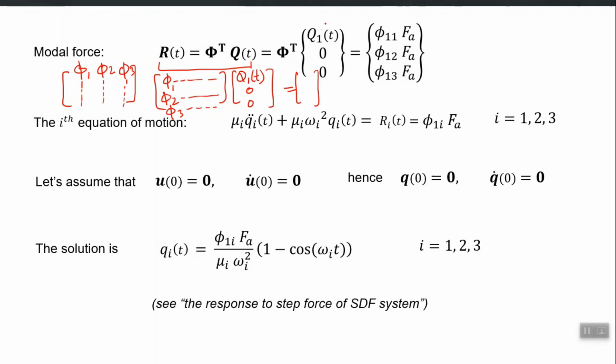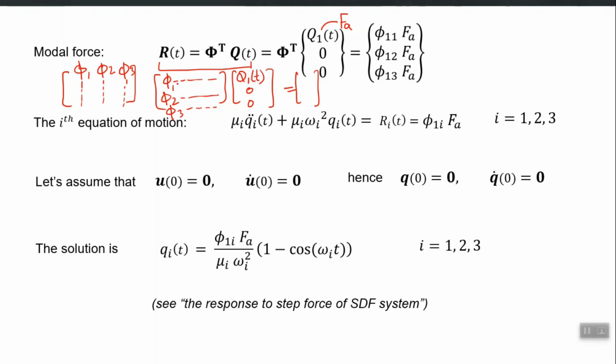Our q1 of t is fa, and fa is representing that impulse force. But please don't confuse it with a static force. It is a dynamic force, because it was once 0 and it suddenly increased to a certain number. So it is a dynamic force.